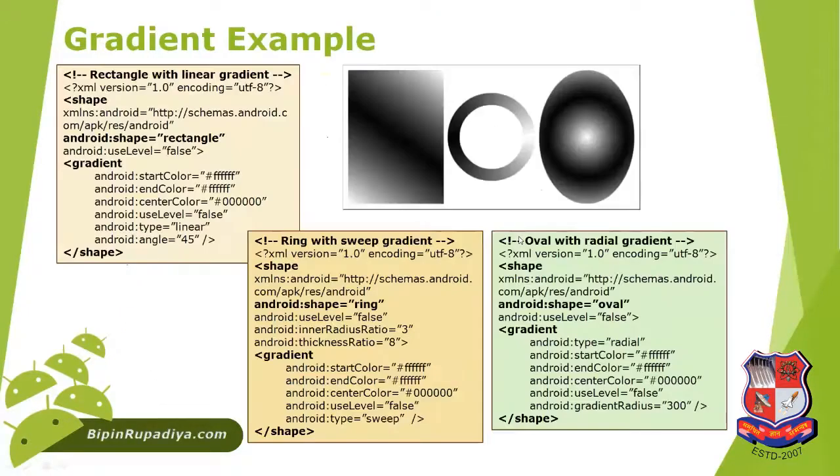Okay, now just see the example of these three things. Here we are creating three different shapes and filling three different types of gradient into them. Just see on your screen, we have three shapes: rectangle, ring, and oval. In the first, we are filling it with our linear gradient. In the ring, we are filling with the sweep gradient, and in the oval, we are filling with our radial gradient. So according to your need, you can utilize this.